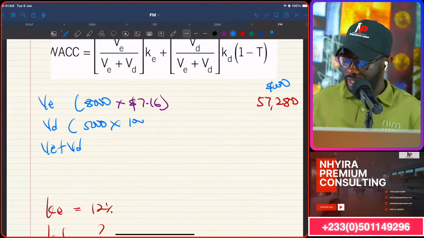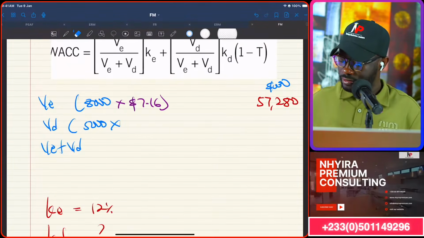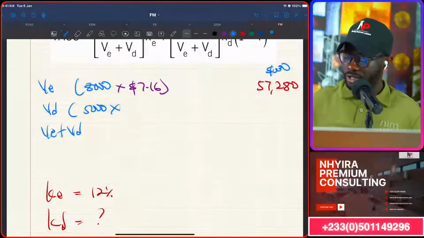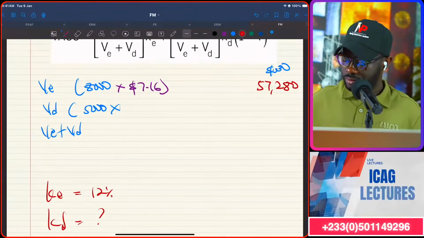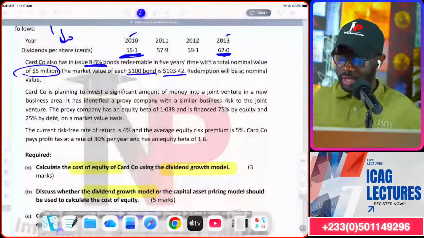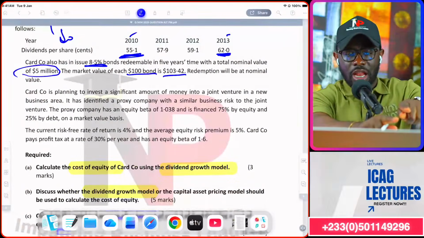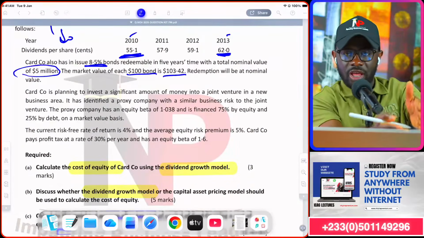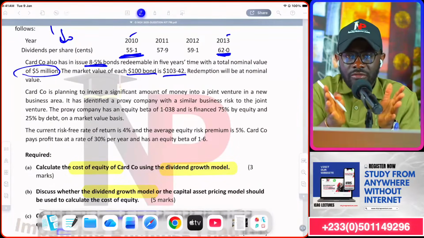The nominal value is 100. And then the market value is 103.42. So 103.42 over 100. Okay? Because it says each $100 bond is 103.42. The $5 million is the nominal value.